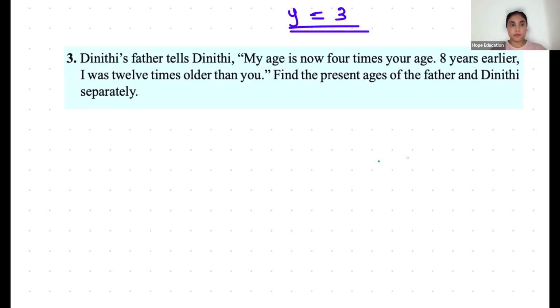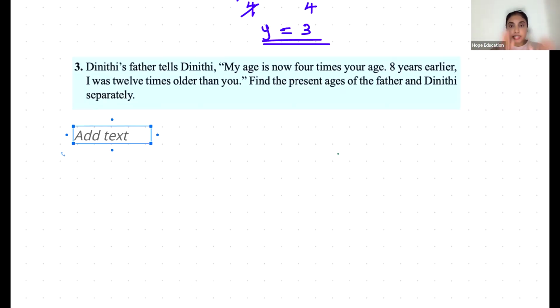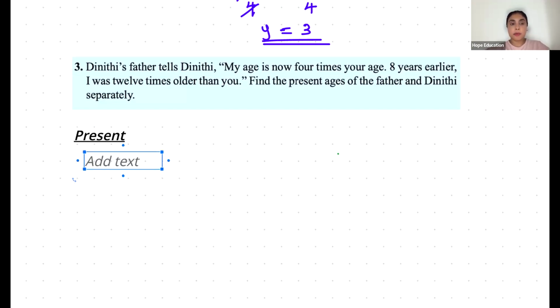So this is what I will do. Let's solve this in a simple way. Now there are 2 time periods, right? There is the present and there is 8 years earlier. So let's first look at the present. Present means now. Diniti's age I take as x. Father's age I take as y.